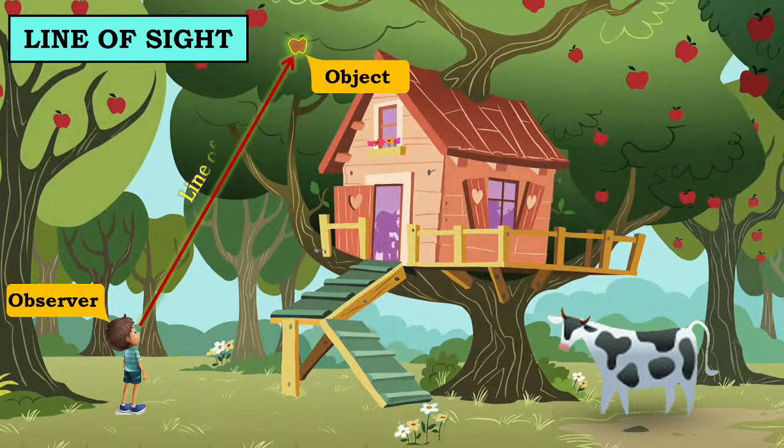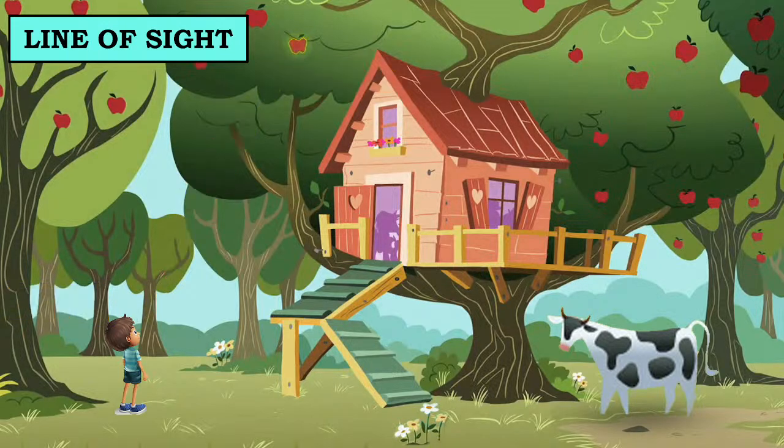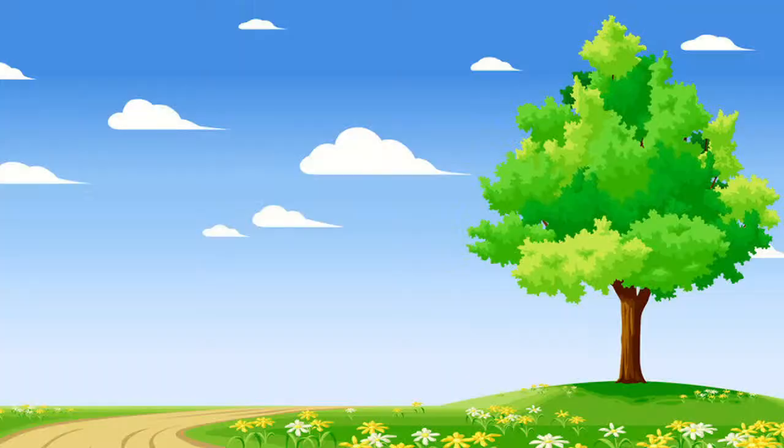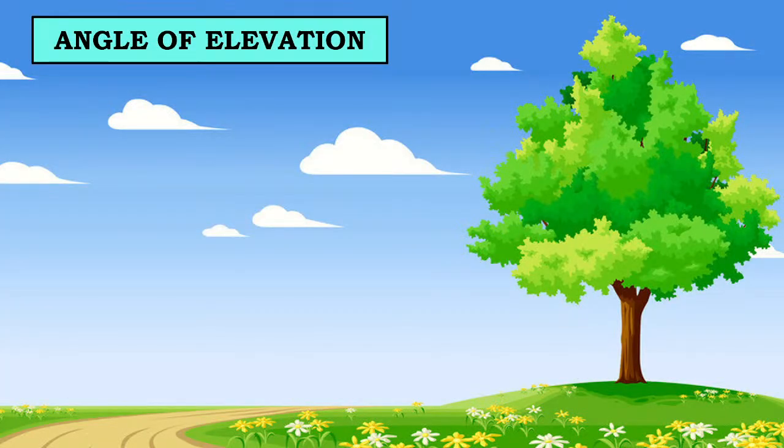So the observer and the object, this is called the line of sight. Did you all understand? So we have different lines of sight based on the observer and the object. Okay. Next, what is the meaning of angle of elevation? What is the meaning of elevation?